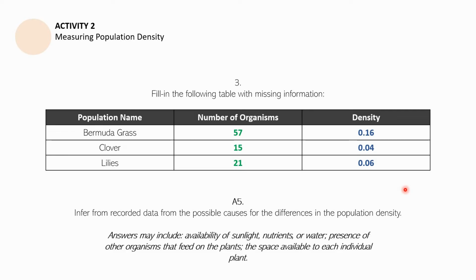So for question number 5, your answers may include availability of sunlight, nutrients or water, presence of other organisms that feed on the plants, and the space available to each individual plant. Those are accepted answers. If you want to ask me about whether or not your answer can be considered, you may message me through my Facebook page.